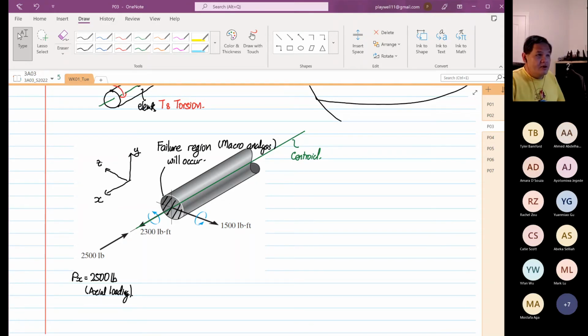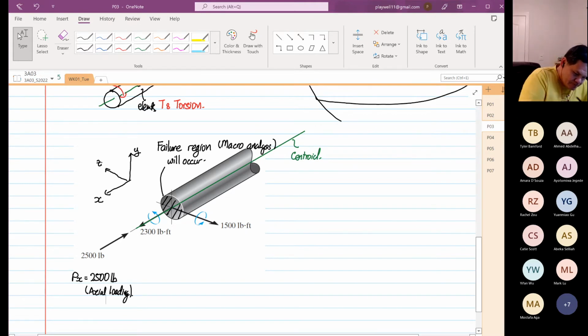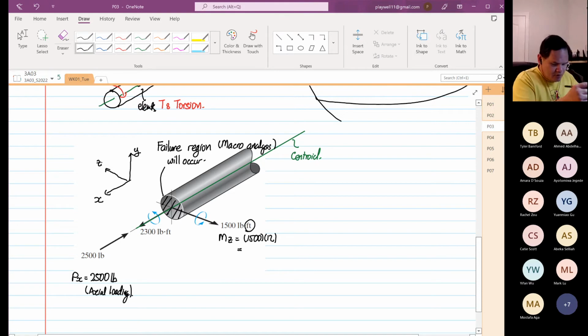Okay, so we look at axle loading, which is the Px value at 2500. And then we have our moment at Z, which is equal to 1500. We have to multiply by 12 because this is in feet. So we have to change them to inches. So this is equal to 18 times 10 to the power of 3 pound-inch.